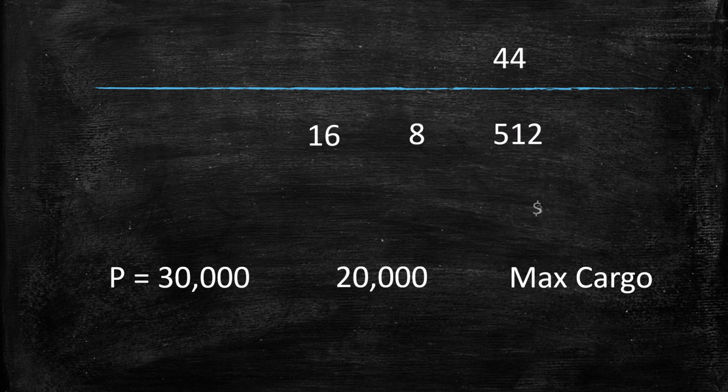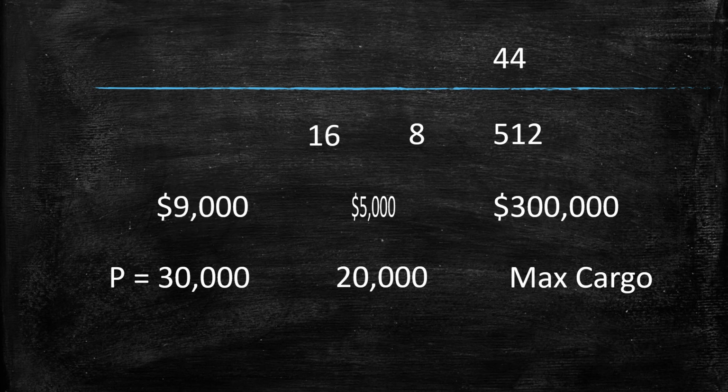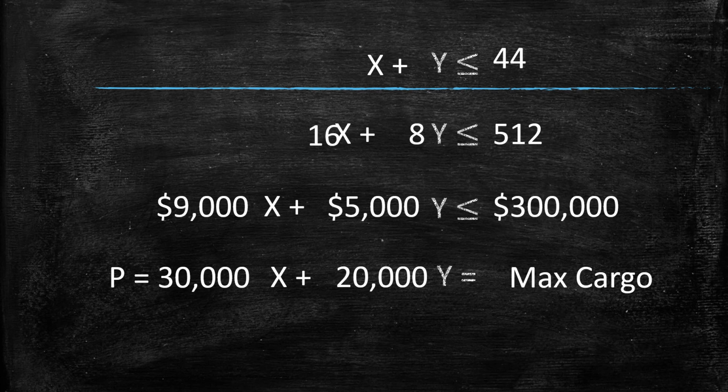Finally, the total weekly cost of this mission could not exceed $300,000, with each American flight costing $9,000 and each British flight costing $5,000. Using the variable x to represent the United States and y to represent the United Kingdom, we have a linear equation for cargo to maximize within the constraints.